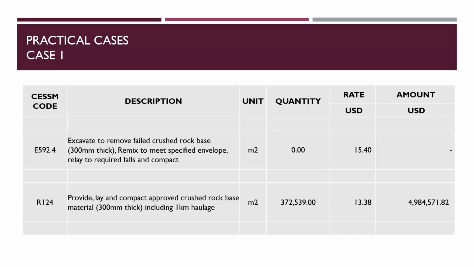Now, the item: excavate to remove failed crash rock base, 300 millimeter, remix to meet specified envelope, relay to required form and compact, 300 millimeter thick. Then there is an item which is rate only. This particular one was a rate only item. And if you look at it, it was rated in dollars, 15.4. This is an item that is on the ground. It has been placed there already.